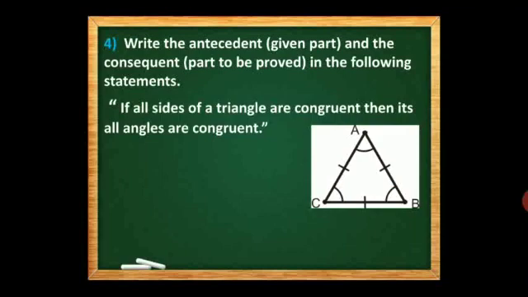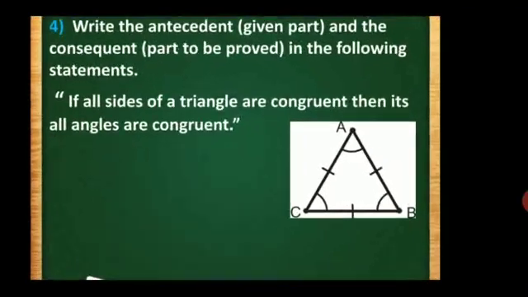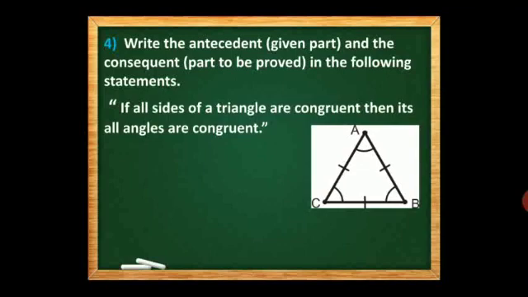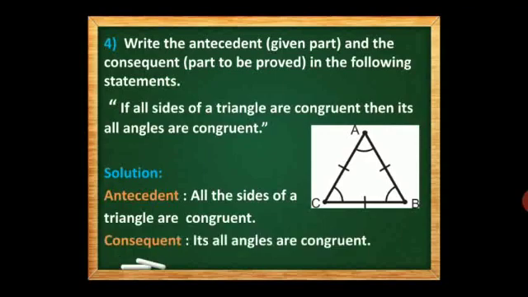Now, as we have to find out the antecedent and consequent, the antecedent is the part after if, that means all sides of a triangle are congruent, and the consequent is the part after then, it is its all angles are congruent. So let's see the answer now. The antecedent is all the sides of a triangle are congruent and consequent is its all angles are congruent.